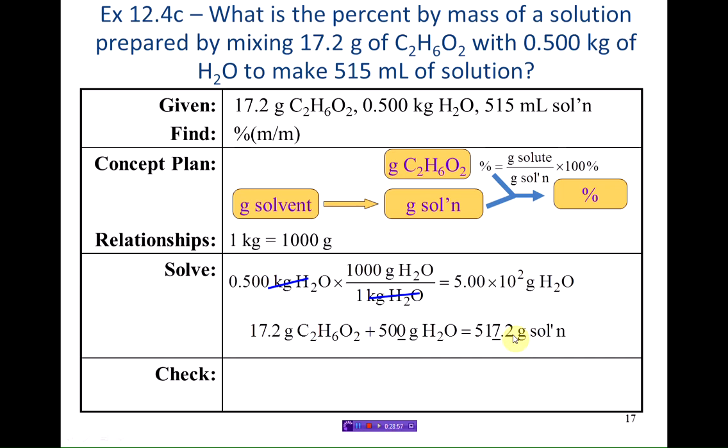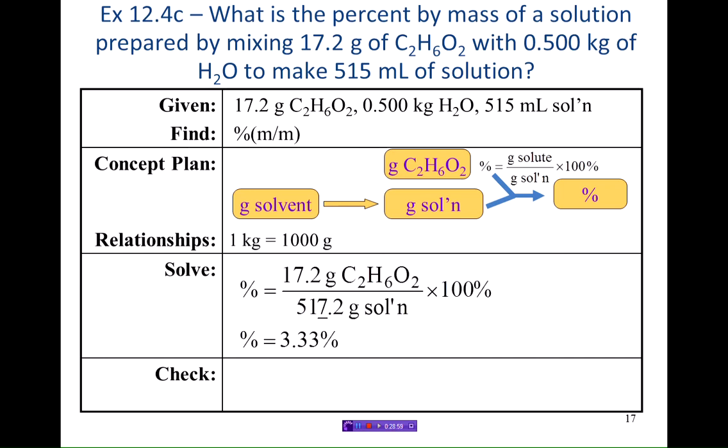So to get the percent by mass, we take the mass of our solute, the 17.2 grams, divided by the mass of our solution, multiply it by 100%, and we get 3.33%.